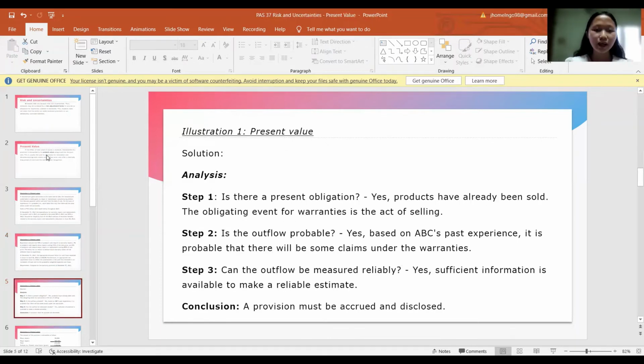The solution. Analysis. Step 1. Is there a present obligation? Yes. Products have already been sold. The obligating event for warranties is the act of selling. Step 2. Is the outflow probable? Yes. Based on ABC's past experience, it is probable that there will be some claims under the warranties. Step 3. Can the outflow be measured reliably? Yes. Sufficient information is available to make a reliable estimate. Conclusion: a provision must be accrued and disclosed.